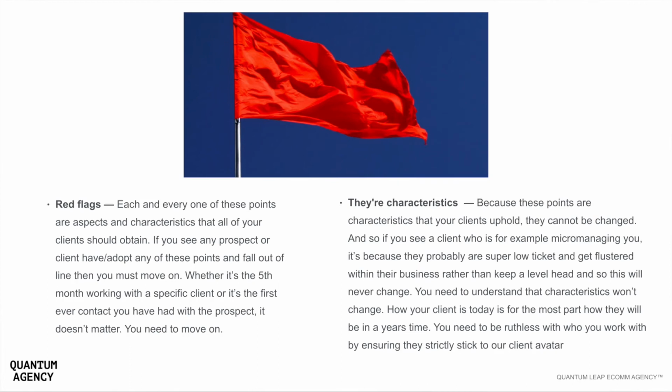So, red flags. Each and every one of these points are aspects and characteristics that all your clients should have, okay? Every single one of your clients should have these characteristics. They should meet, I don't wanna use the word qualify, every single one of those 5 points. If you see any prospect or client fall out of line on any of these points, then you must move on. Whether it's the 5th month working with a specific client or the first ever contact you've had with the prospect, it doesn't matter. You need to move on.